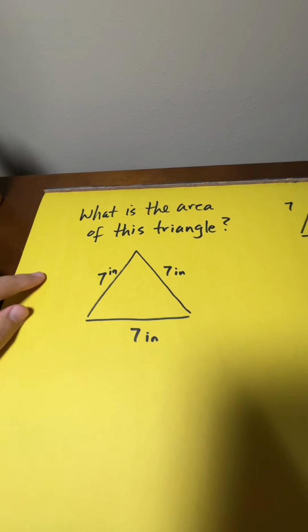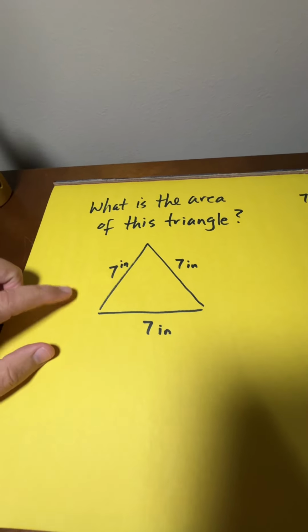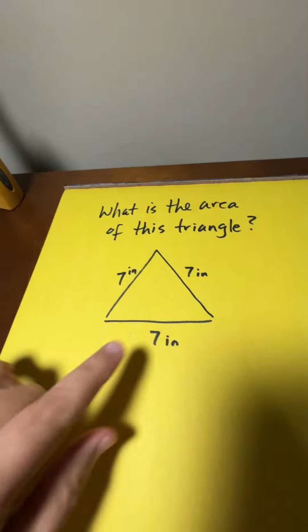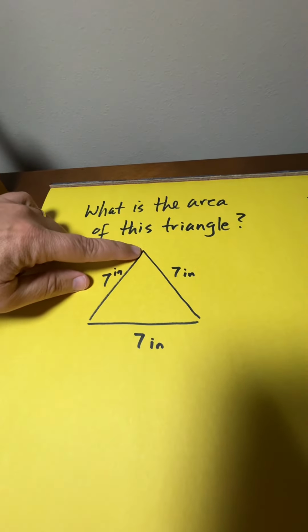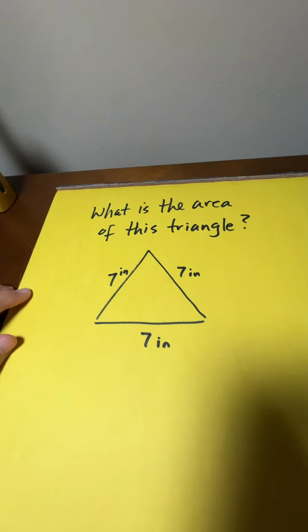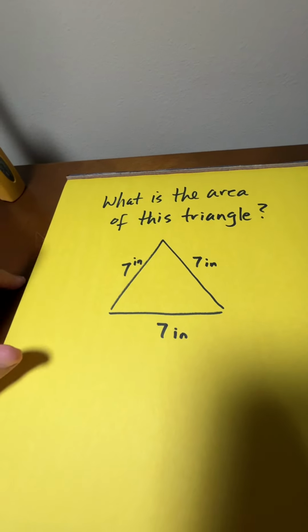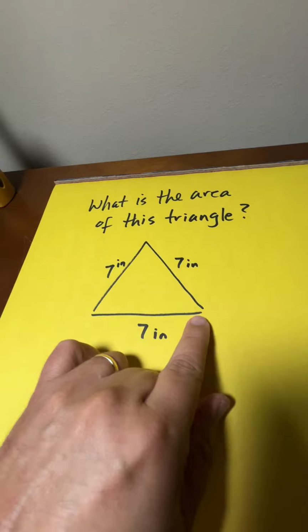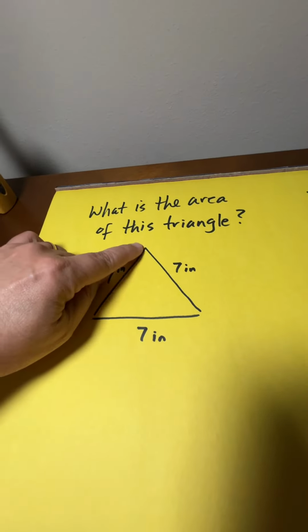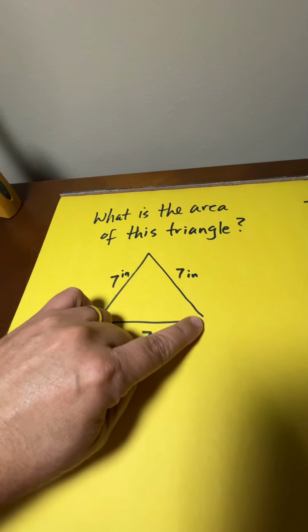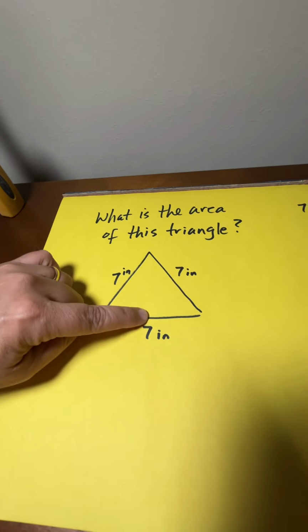Let's talk about this geometry problem here. What's the area of this triangle? Well, notice I didn't give you any angle measures and I didn't give you this height. And the basic formula for the area of a triangle is 1/2 the base, which is this, times the height. So the height is not this slanted distance, it's the distance from here to there.